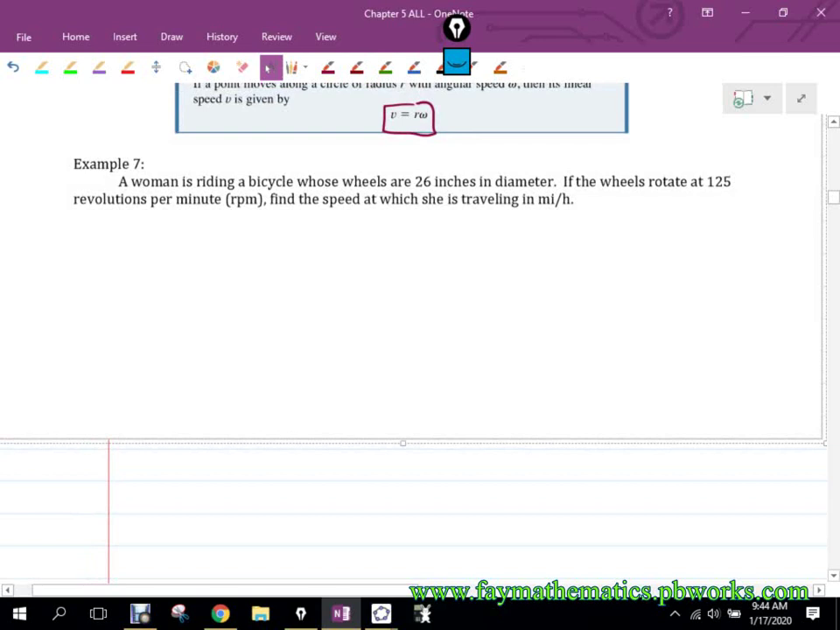So might as well use v equals r omega to find your linear speed.